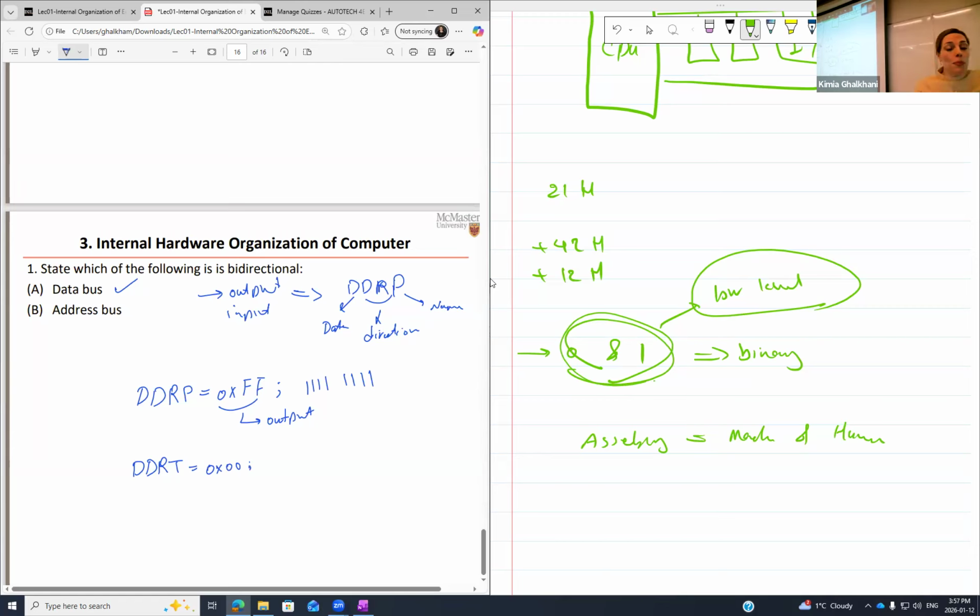100% correct. Means I'm having 8 bits in here, 8 bits, or 8 bits means a byte. And then in here, since I'm turning it to input, I have to put 0 in all of them, like this. Remember it. We need to command our registers in the lab through the same command.